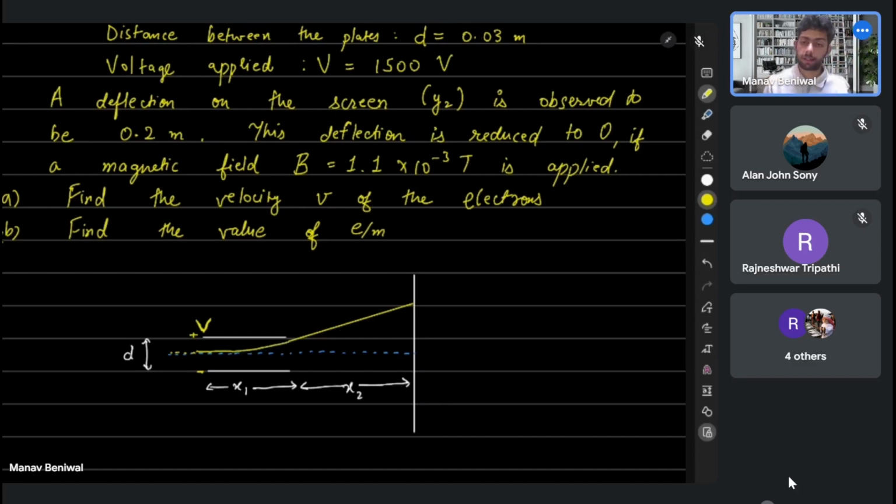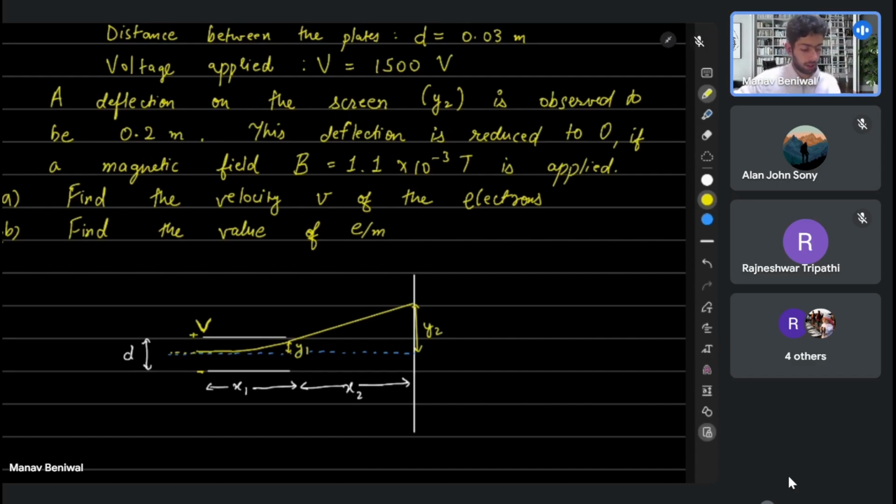Okay, like this, right? And then this small distance, this deviation, this is known as y1, and this big deviation, this is known as y2. Correct? This was what was being discussed in the class, right?